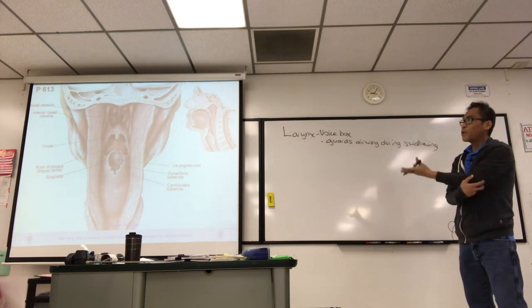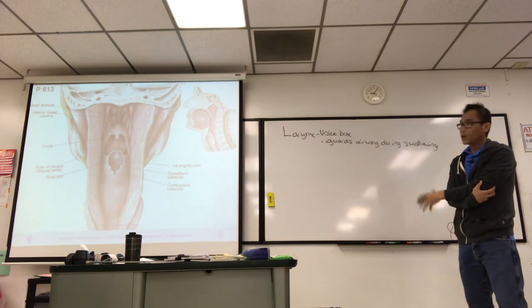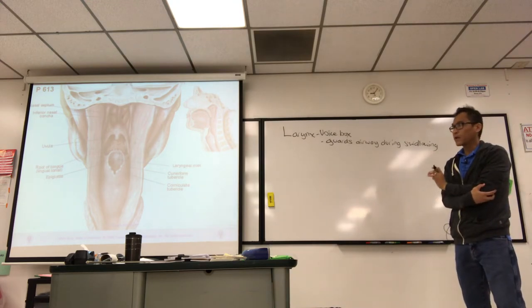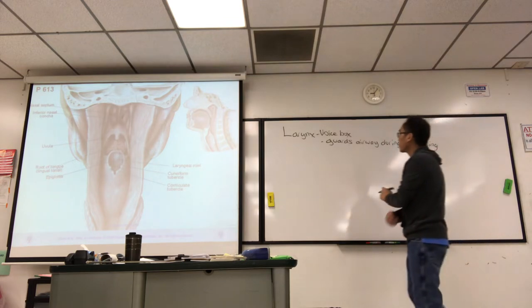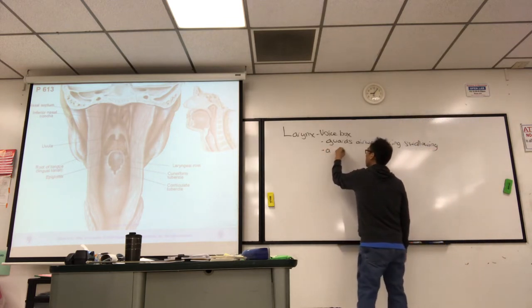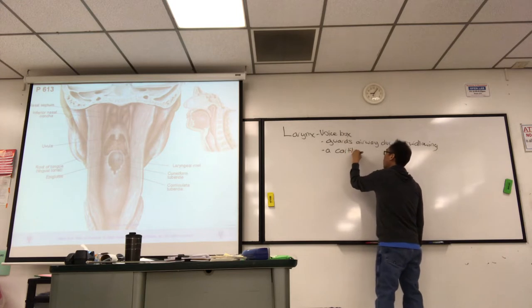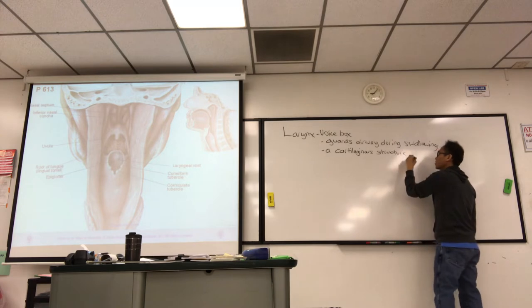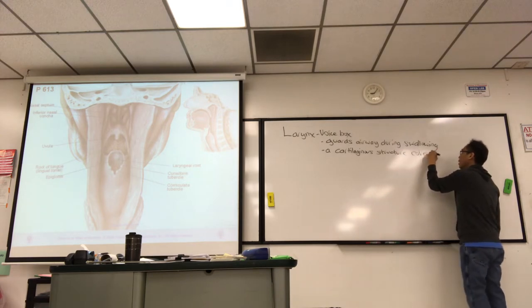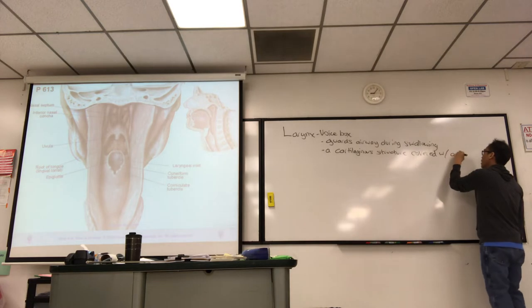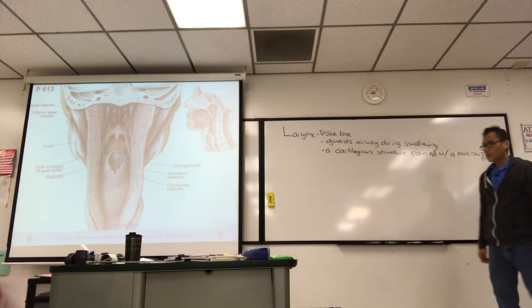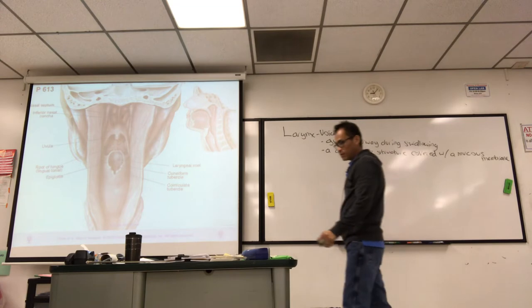In this posterior view with the throat cut open, we can see that it's covered with a mucous membrane, but it's basically a cartilaginous structure. Cartilage, and the structure covered with a mucous membrane. And we want to look at the cartilage that's deep to the membrane.